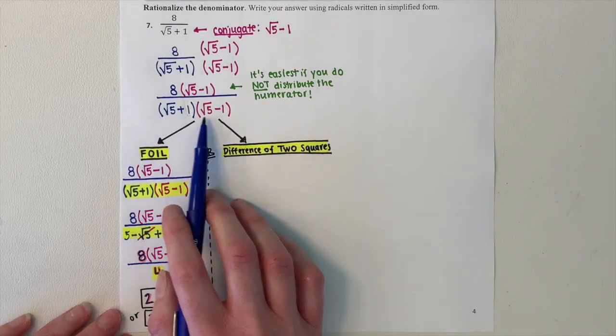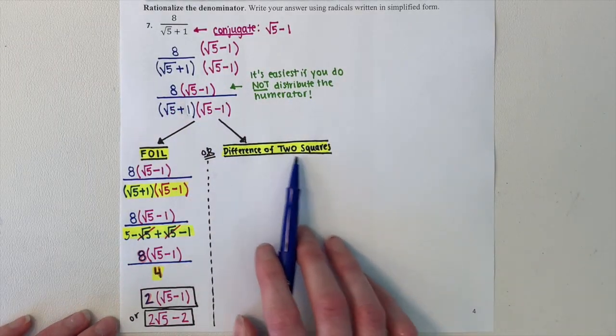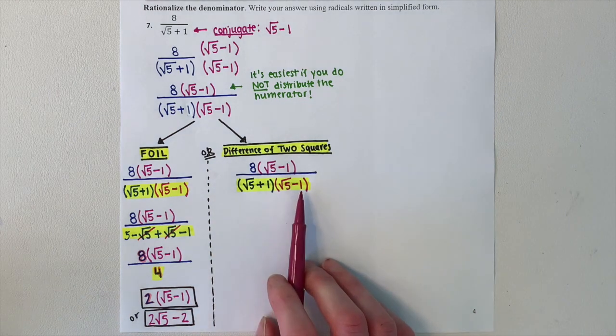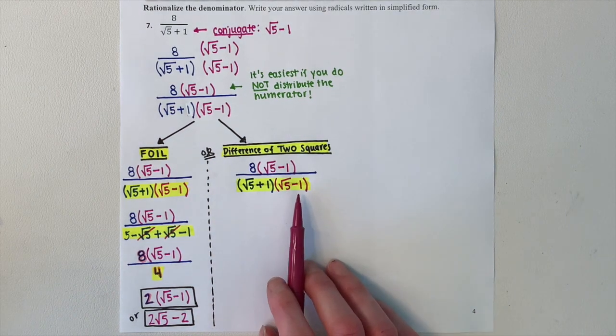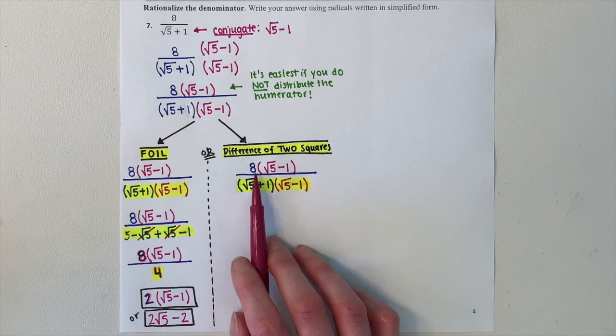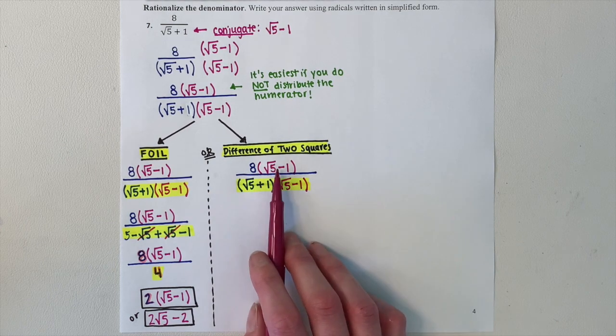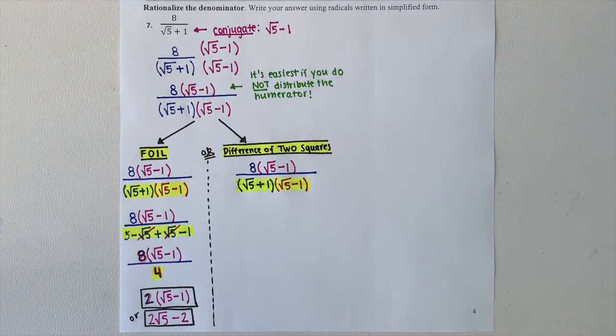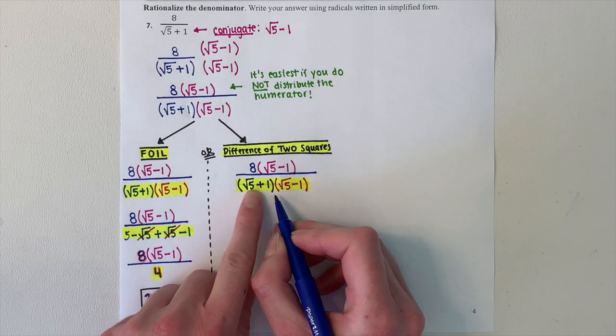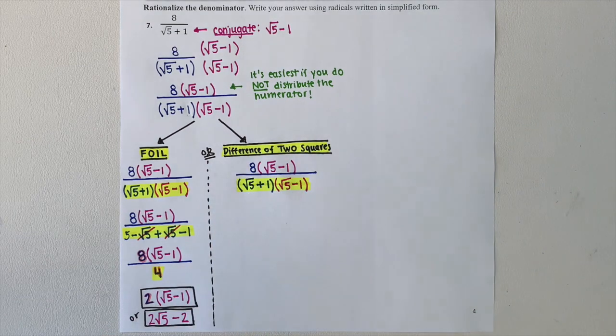So I'm going to start by copying down this expression right here, and I've highlighted the denominator because we're going to focus on simplifying this denominator. Remember, we're going to leave the numerator as is because it's easier if we don't distribute the numerator. Now, since in the denominator we're multiplying conjugates, we can use the difference of two squares formula.